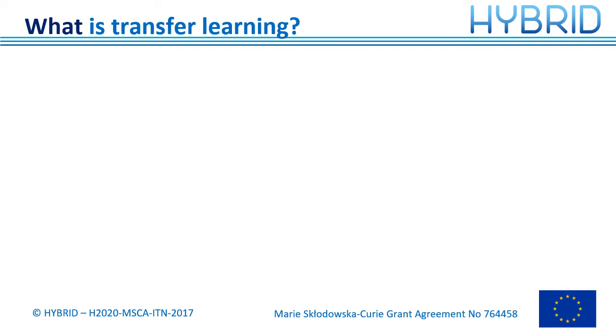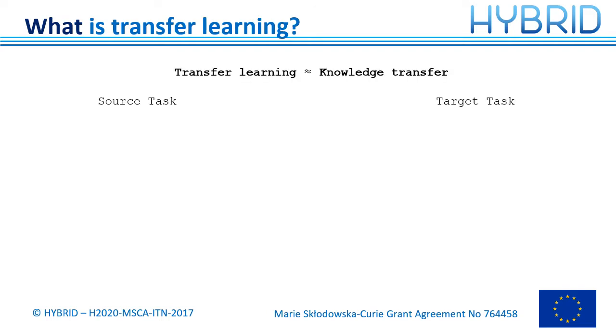So what is transfer learning? You can think of transfer learning as transferring some knowledge you already acquired from a source task to a target task. Maybe let's have a look at more concrete examples.